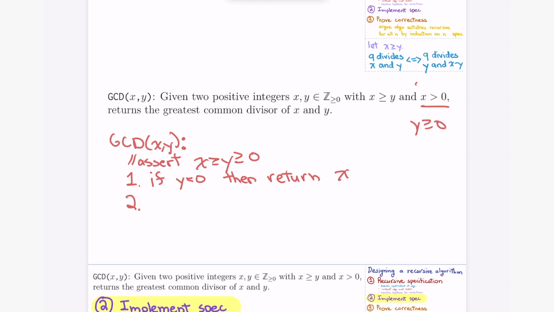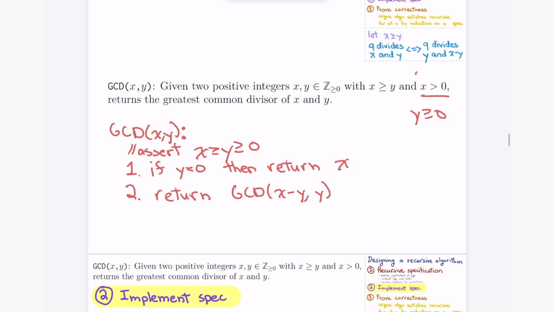All right. Otherwise, y is not 0, so return GCD of x minus y, y. Does that look good? No. We should check the assert.